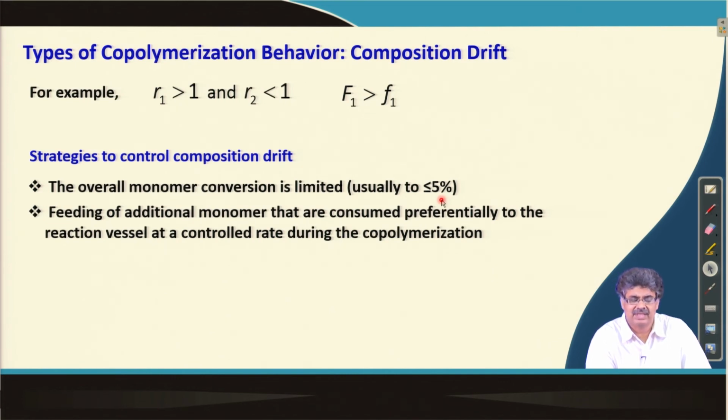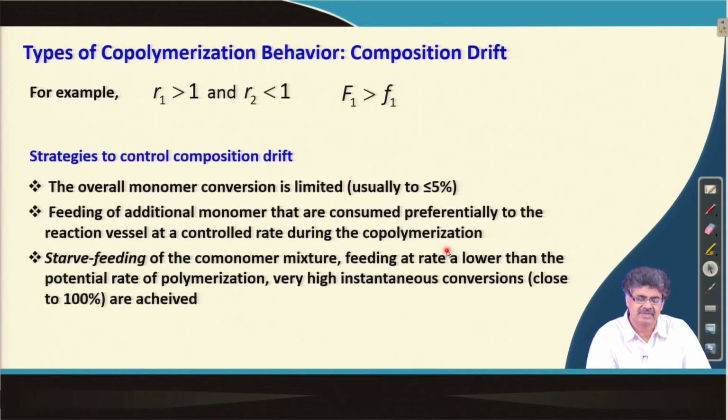Another thing is possible, that with the monomer, like in this case monomer M1 is consumed more. So, we can actually supply more and more monomer at a predetermined rate, so that the ratio of M1 and M2 in the copolymer remains same throughout the reaction, and as a result the resulting copolymer will have the same composition throughout the polymerization. For this we need to supply or add the more reactive monomer at a controlled rate during the entire copolymerization.